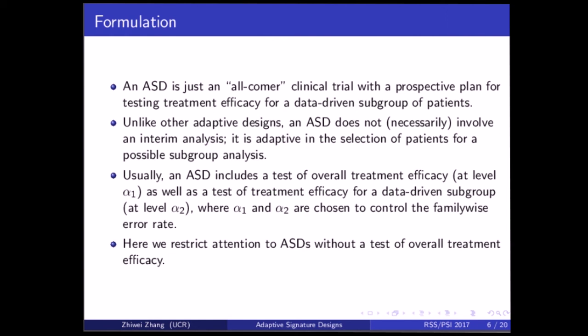Here, the significance levels alpha 1 and alpha 2 should be chosen prospectively in a manner that controls the family-wise error rate. So that's a standard ASD. Now, here in this work, we restrict attention to ASDs without a test of overall treatment efficacy. And I'll explain later why we choose to do that. So our analysis plan differs from a standard ASD in that we perform only one test of treatment efficacy for a selected subpopulation, which could be the entire population.